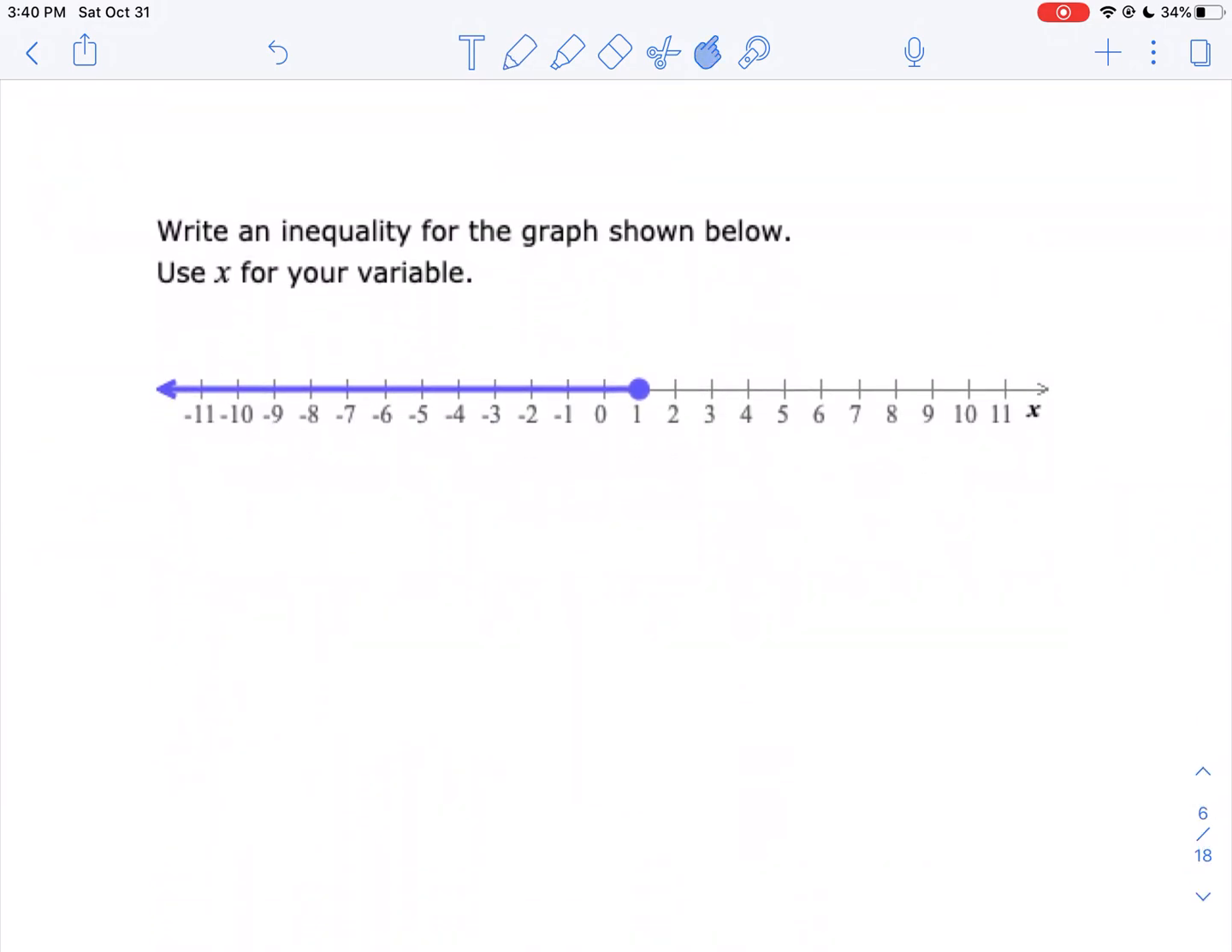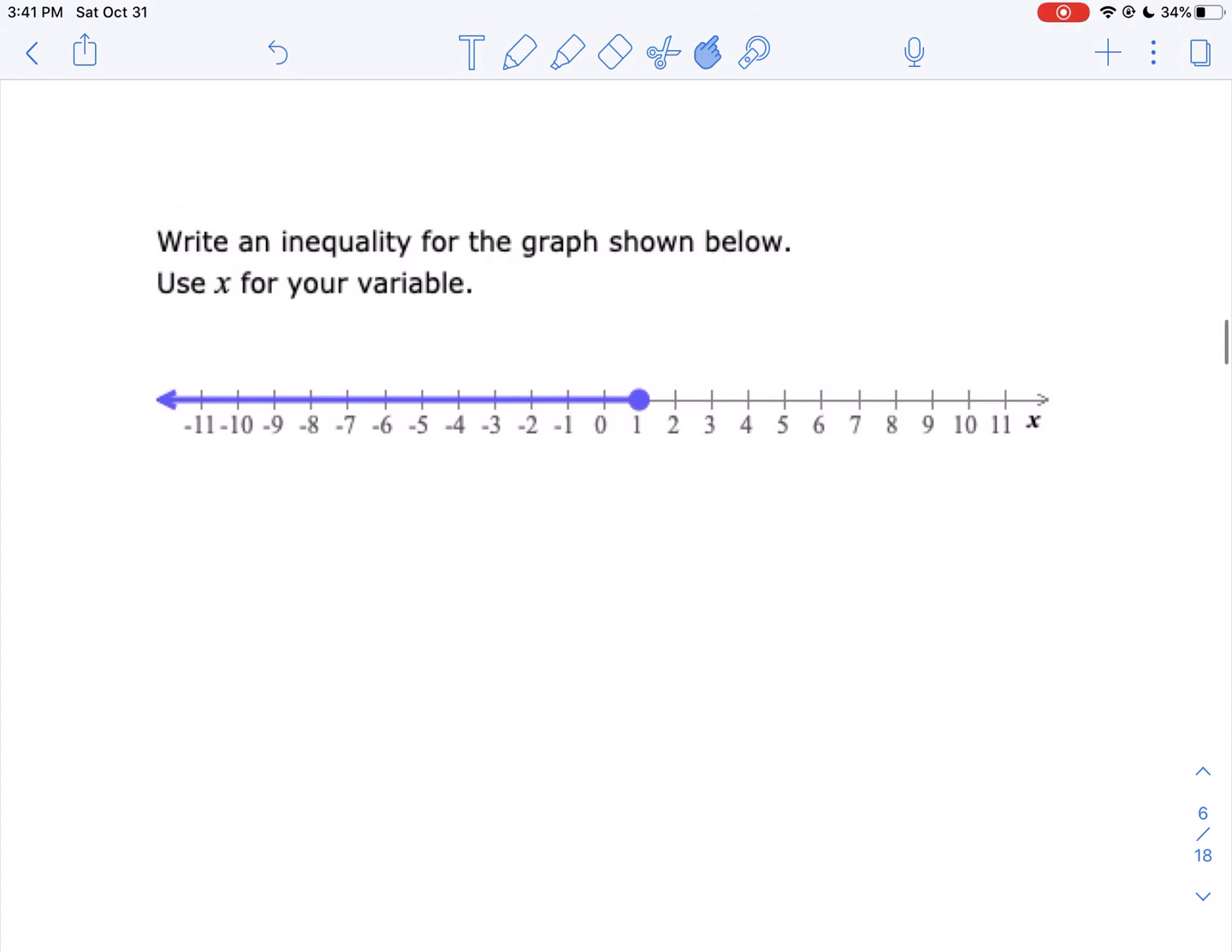Okay, on this question, it's backwards. We want to write the inequality. Notice it's filled in. So we're going to have a line. They want to use x for a variable. So we're going to say x.